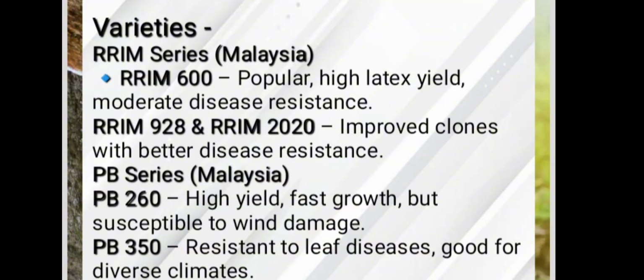Varieties of rubber. RRIM Series, Malaysia. RRIM 600: popular, high latex yield, moderate disease resistance. RRIM 928 and RRIM 2020: improved clones with better disease resistance. PB Series, Malaysia. PB 260: high yield, fast growth but susceptible to wind damage. PB 350: resistant to leaf disease, good for diverse climates.